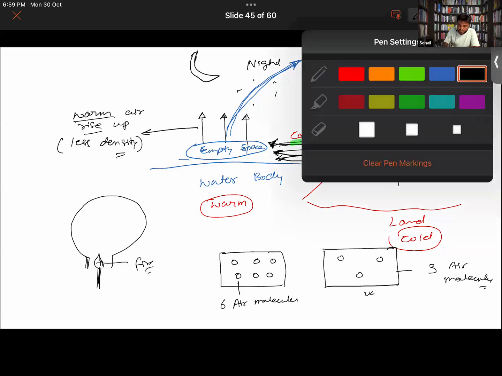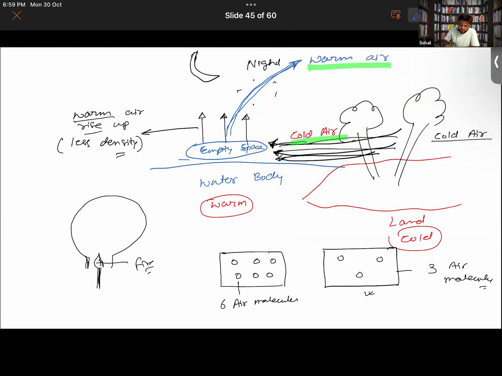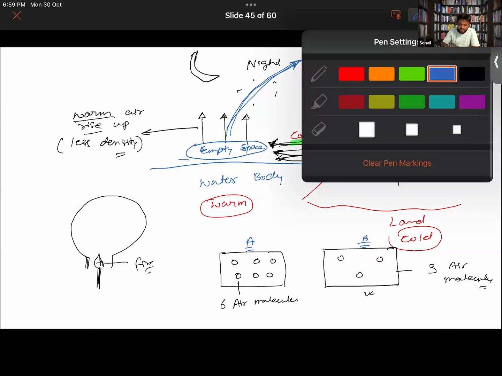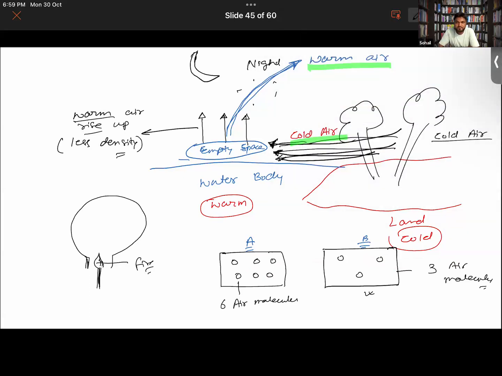So you guys tell me which of the two, A or B, will have more pressure. Remember, area A has 6 air molecules while area B has only 3 air molecules. So which one has more pressure? A will have more pressure, yes, right? While B will have lesser pressure. Very good. Same is the case here as well.